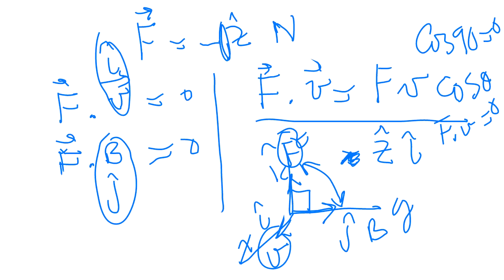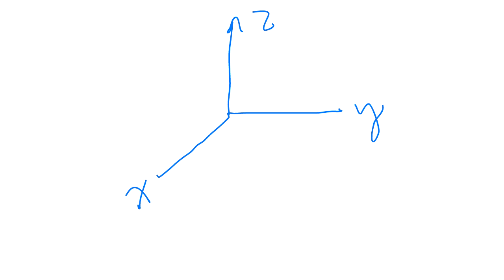Somebody is asking me to repeat how I found the angle. Let me erase this. Remember what it looks like. This is my X, Y, Z: this is X, this is Y, this is Z. This is my I hat, this is my J hat, this is my K hat or Z hat. It's either I, J, K or X hat, so this is X hat.